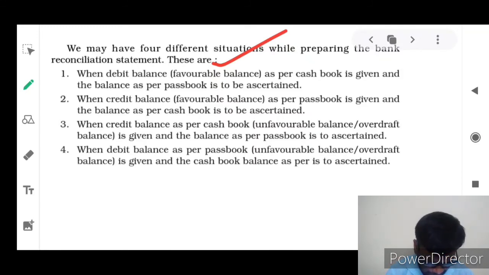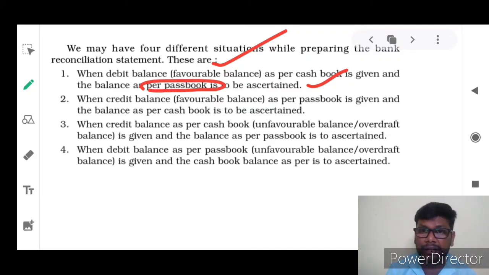First one is when debit balance, which is called a favorable balance as per cash book, is given and bank passbook balance is to be ascertained. If they have given the cash book balance, we should ascertain the passbook balance. So cash book debit side is the favorable balance, that you know. Debit side, receipt side is in excess of the payment side, means we are having available amount. If they give that available amount to us, we should ascertain how much amount should be there in the passbook. So anyway, it deals with favorable balance because it is cash book debit balance, isn't it?